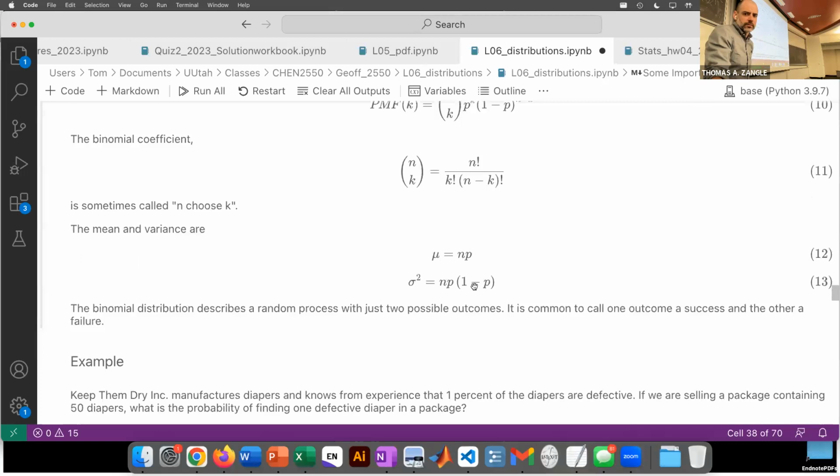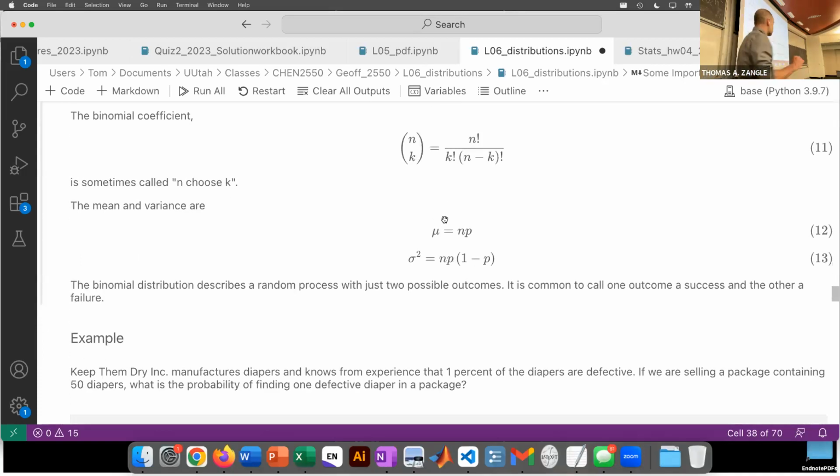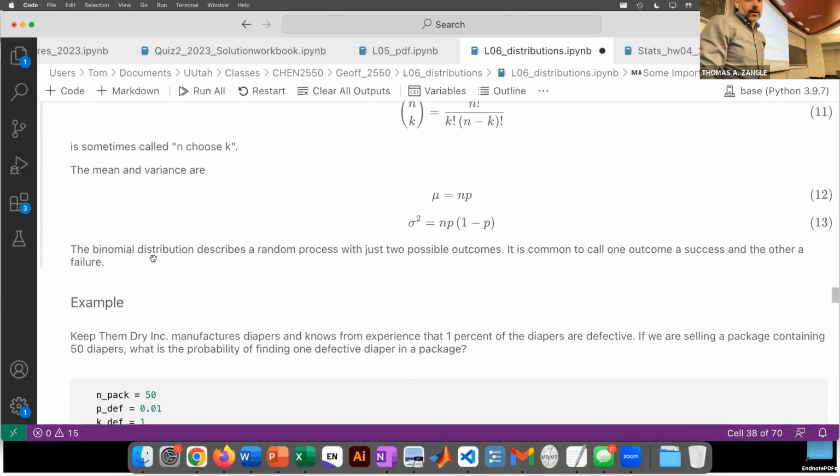For the binomial distribution, just as a review, we said that the mean was n times p: the total number of events times the probability of getting a success at any given event. And we said the variance was np times 1 minus p, meaning the standard deviation is the square root of this. As a reminder, this describes a random process with just 2 possible outcomes, where we typically call one a success and one a failure. In the cancer cluster example, we called someone being diagnosed with cancer within a given year a success, meaning the probability was p.